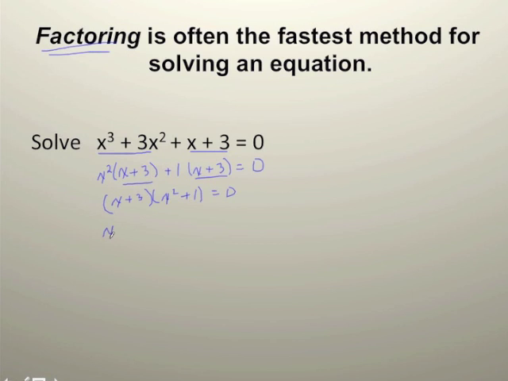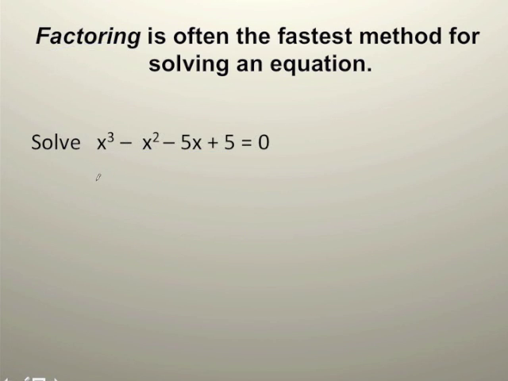Now I can solve the first part and get x equals -3. And looking at the second part, I get x squared equals -1. So x equals plus or minus i. Do remember when we're taking a square root, we do need both the plus and the minus. So here's my 1, 2, 3 factors for an x cubed term.